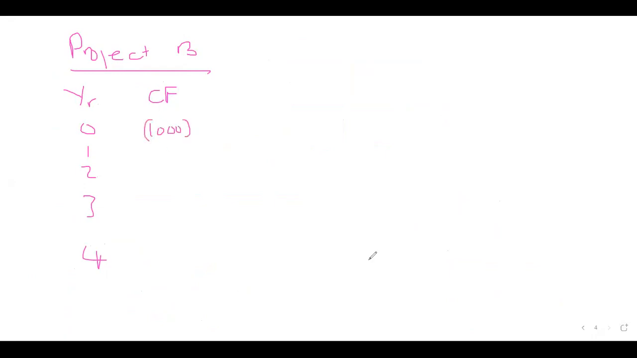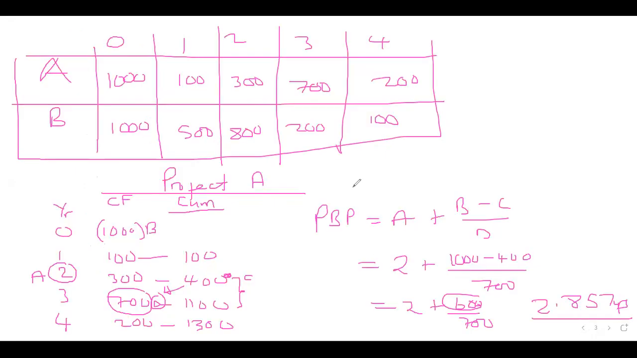Okay, let's look at project B. We are looking at the cash outflows. The years that we have are 0, 1, 2, 3, and 4. What cash flows do we have? It started with 1000. And year 1 has what? 500, 800, 200.